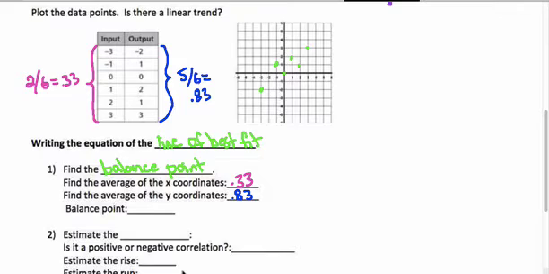Now I want to put these together in a coordinate pair. So my x is 0.33 and my y is 0.83. Let's go ahead and plot that and see what this looks like here. So 0.33 is right about there, and 0.83 is, I'm going to say, right about there. So the balance point is the point along this line that would balance out the line. Okay, so kind of just right in the middle of everything.